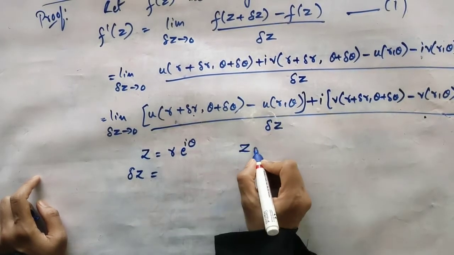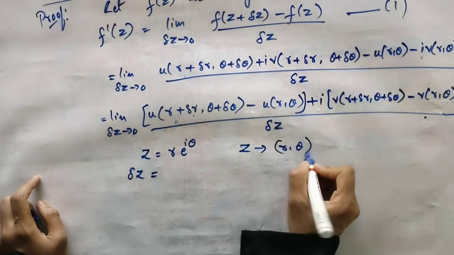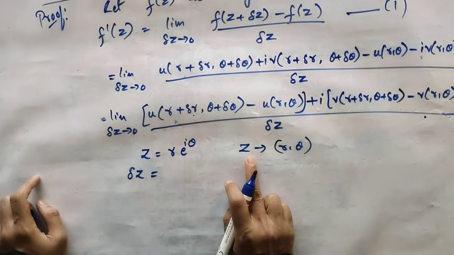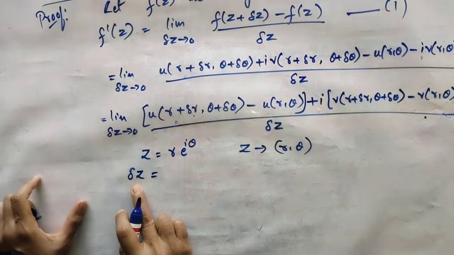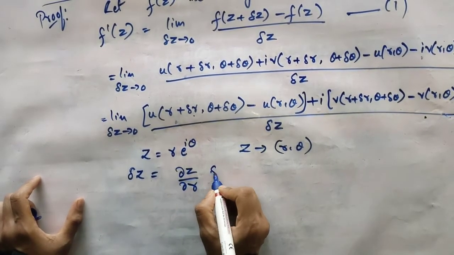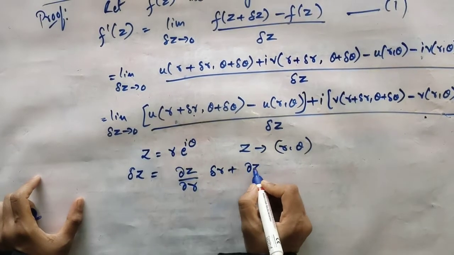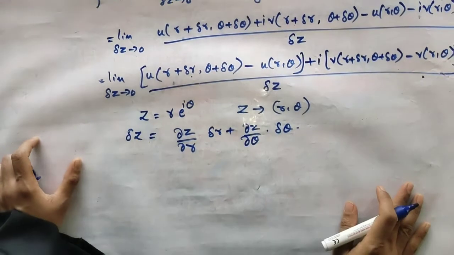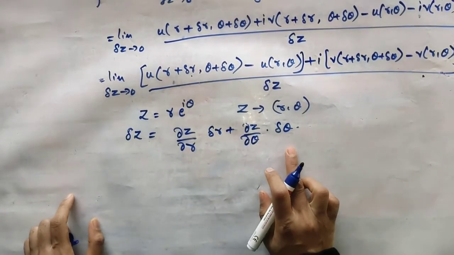Z is depending on r and theta. How do you take the partial derivative of Z with respect to r and theta? So you consider delta Z, you can write it as dou Z by dou r into delta r plus dou Z by dou theta into delta theta. If you remember this step, it's very easy for you.